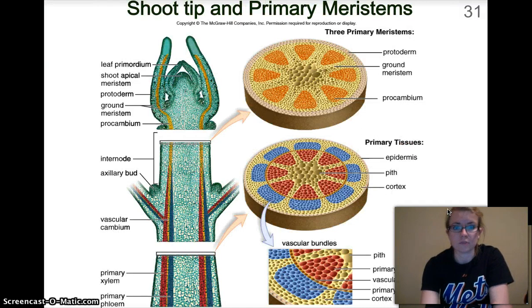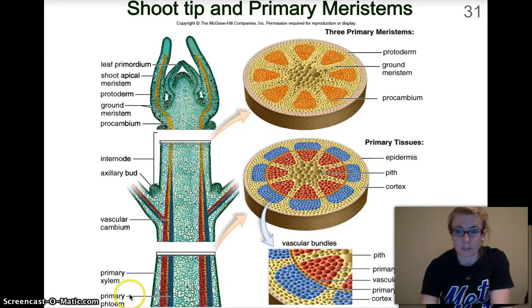The shoot tip is right here. This is where the growth and differentiation is happening, and then down here is the more mature and developed tissue. And here's the 3 primary meristems. On the outside is the protoderm, which is going to become the epidermis, and then on the inside, all this stuff right here is the ground meristem, which will become the ground tissue. That's where photosynthesis is going to happen, and storage and everything like that. Those are the parenchyma cells. And then these things right here, found in the bundles, are the procambium. That will become the vascular tissue.